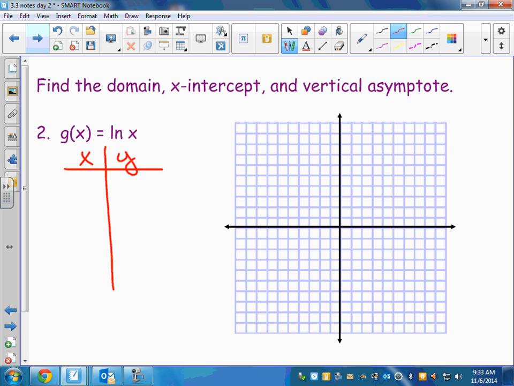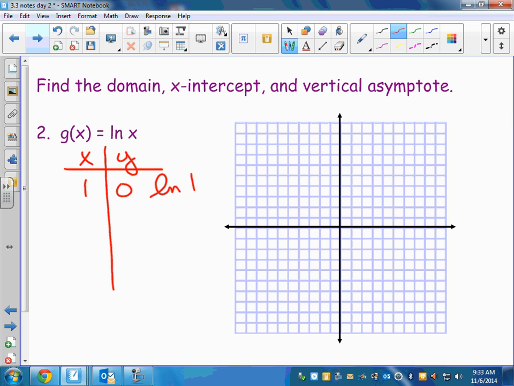What if I picked 1 for x? What is the ln of 1? Or, not using your calculator, what is log anything of 1? 0. Good news is you can use your calculator on that one, but you should know.